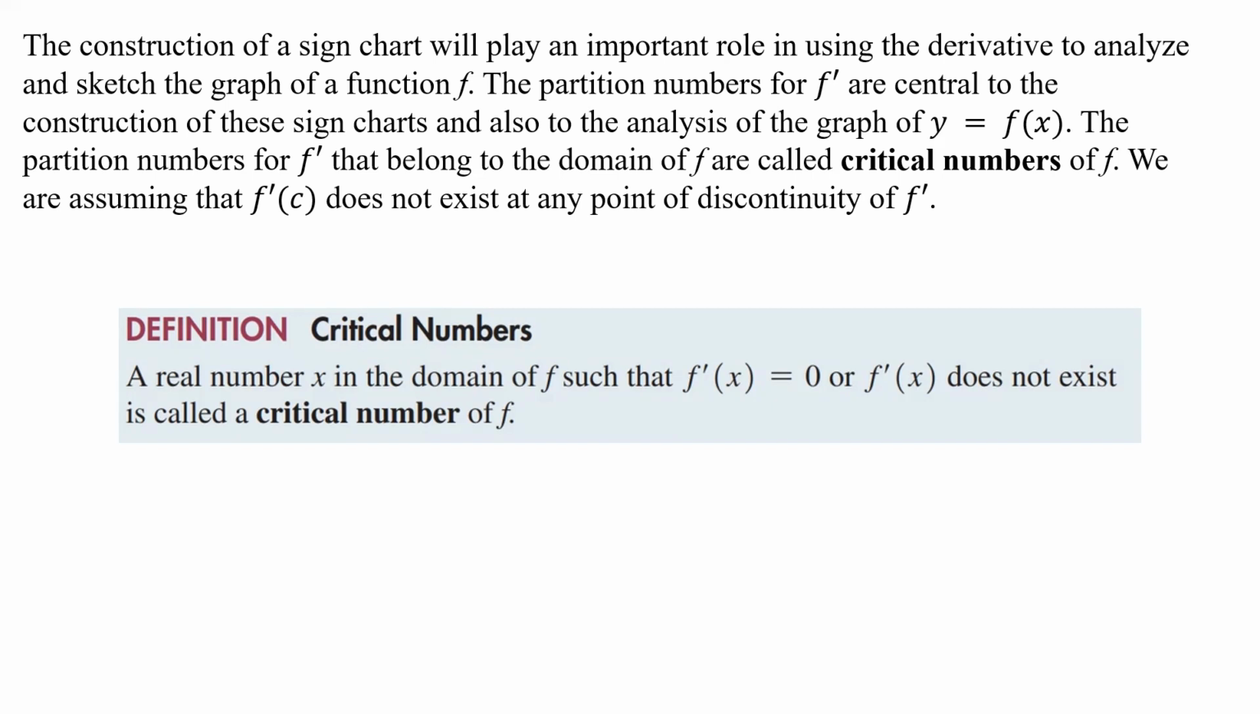Now we're assuming that f prime of c doesn't exist at any point of discontinuity of f prime. That's a key piece there. Now, a critical number is a real number x in the domain of f such that f prime of x is equal to 0 or f prime of x does not exist. Those are called critical numbers. And that's what we're going to be looking for in some of the problems here. They're going to ask you, what are the critical numbers?